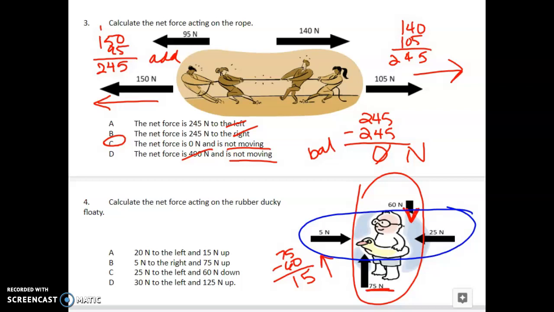And then the next one is going to be 25. These are going in opposite directions. And I like my students to put a big R because it's going towards the right and an L because it's going towards the left. If these are not the same letters, then we need to subtract. And we've got 20 newtons. In this case, it would be to the left because that is a larger force. So that makes A correct. All of these others are incorrect.